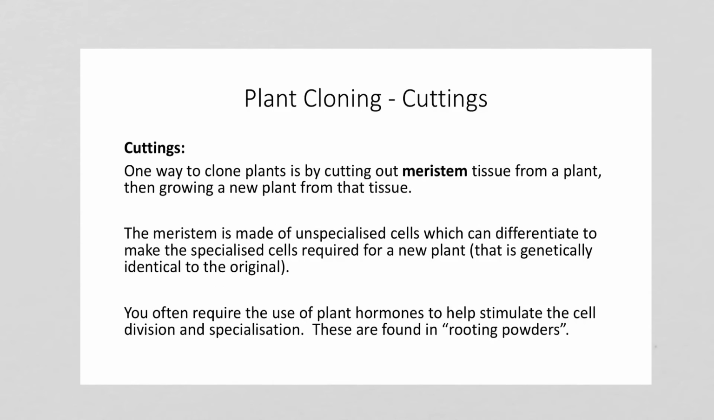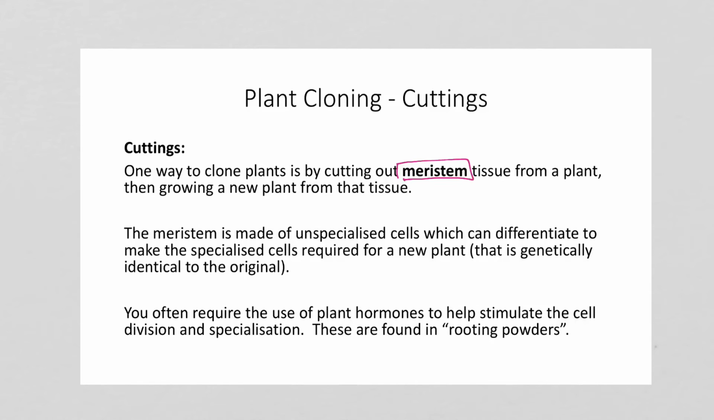So cuttings. One way to clone a plant is you simply cut off a piece of the plant. That's why it's called a cutting. And if you cut off a piece of the plant that contains the meristem, then you are potentially going to be able to create a clone of that plant, because that meristem is essentially stem cells that can become any type of specialized plant cell. So as long as you put that meristem that you've cut out in an appropriate place, if you give it the hormones it's going to need, the mineral ions it's going to need, the water it's going to need, you can grow an exact copy of the original plant from the cuttings.